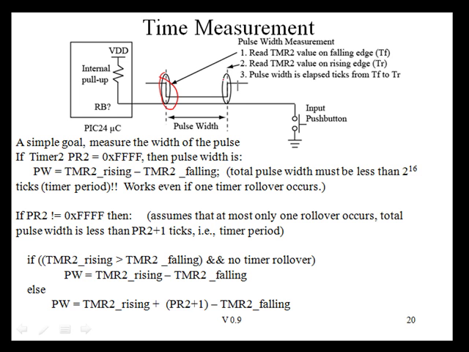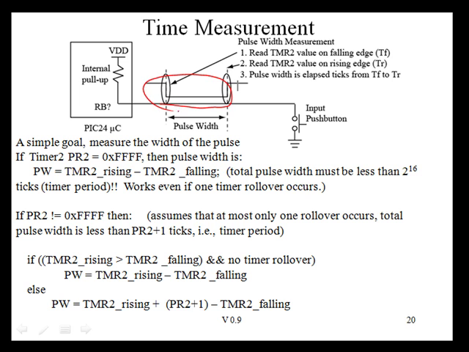Assuming that we have timer 2 values recorded for these two edges, the computation of the delta ticks between these two edges is easy if the period register is at its maximum value. In that case, we simply take the rising edge tick value and subtract from that the falling edge tick value. This works only if this total pulse width is less than the period of the timer, which is 2 to the 16th ticks. And it will work even if the timer rolls over between these two values.